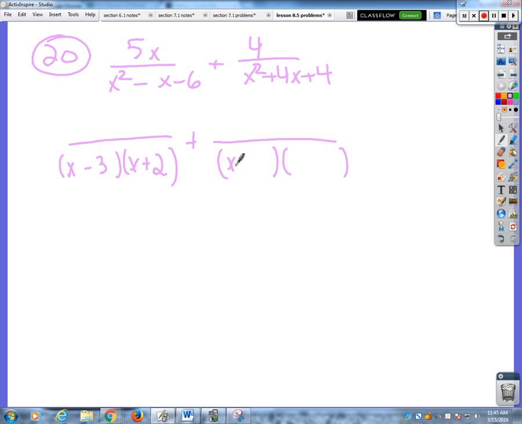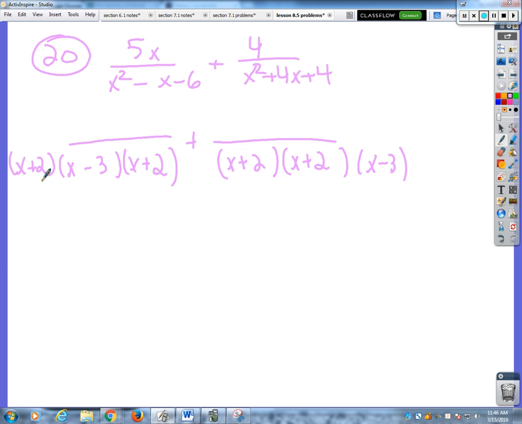2 and 2. Okay, so this denominator only has one x plus 2. This one has 2 of them. So I'm going to have to put on an additional x plus 2 over here. Right, this one has 2 x plus 2's but no x minus 3, so I'm going to have to put on an x minus 3 over there. Okay? And then you multiply whatever you added.